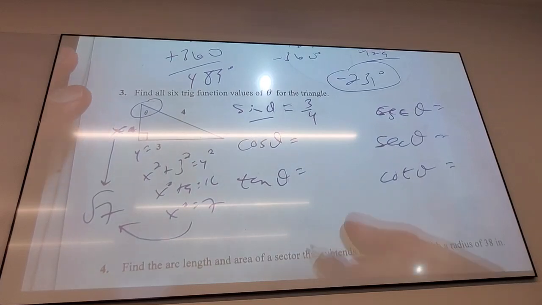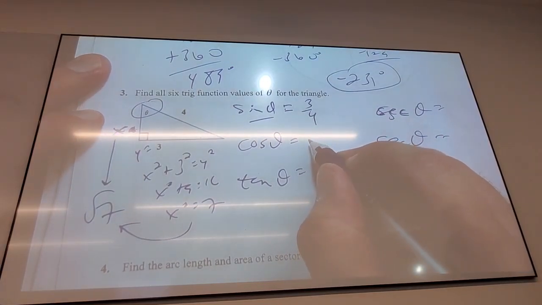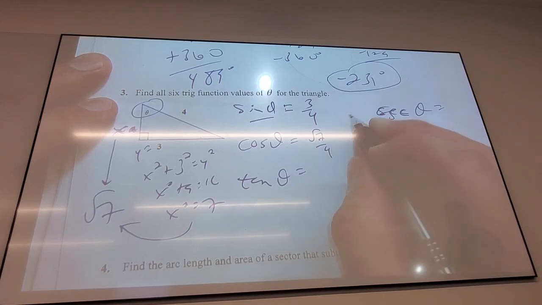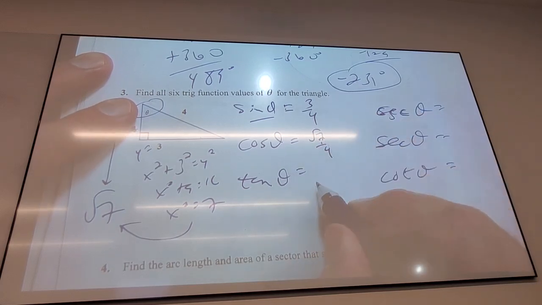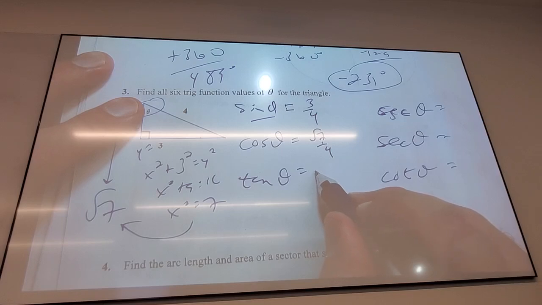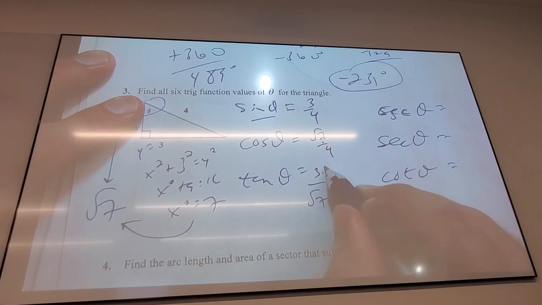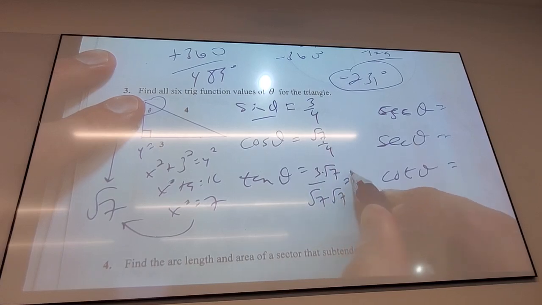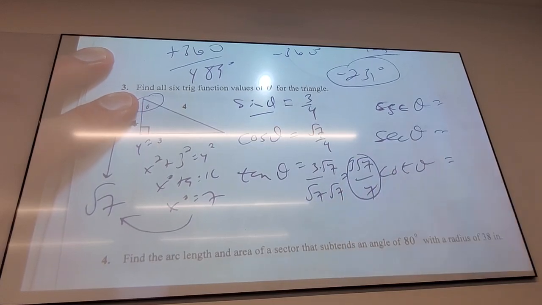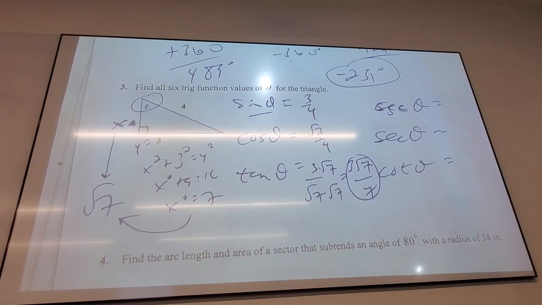So what's cosine? Square root of 7 over 4. Do I have to do anything to that? No, because the radical's on top. We're happy. What about tangent? Three over rad 7, and then like you said, we got to rationalize that. So I get 3 rad 7 over 7. Okay.